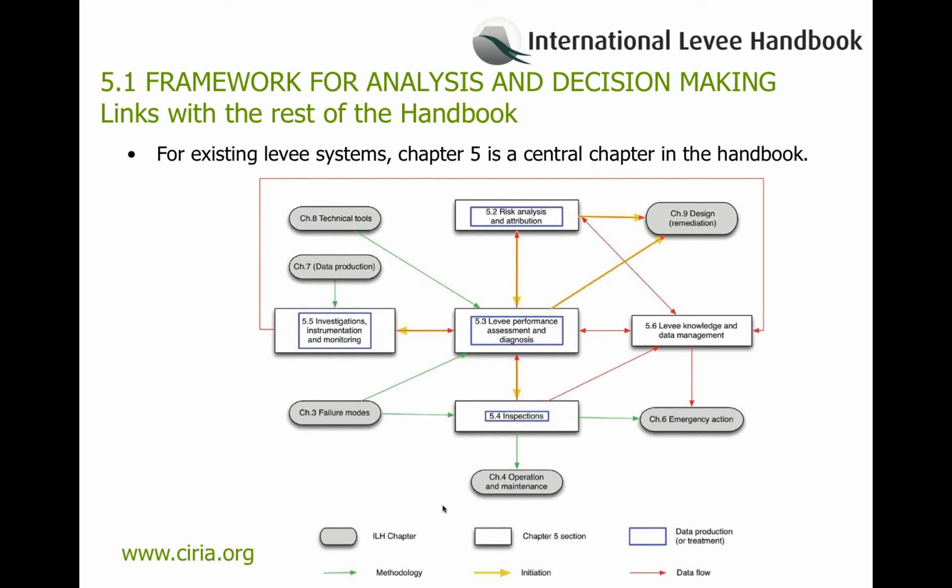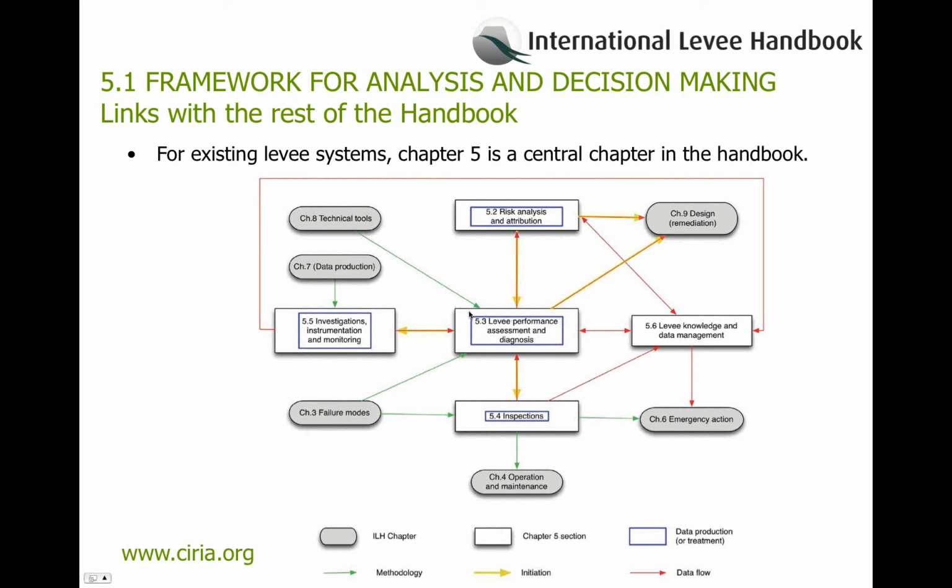The first section also presents the links between the different sections of Chapter 5 themselves, and also the links between Chapter 5 sections with other chapters of the handbook. These are presented in this diagram. These links are different in nature. They can represent the use of a methodology. For example, section 5.3 makes use of methods described in Chapter 8 as denoted by green arrows.